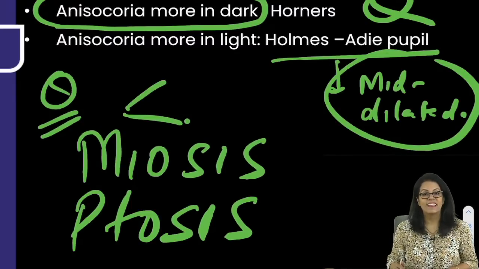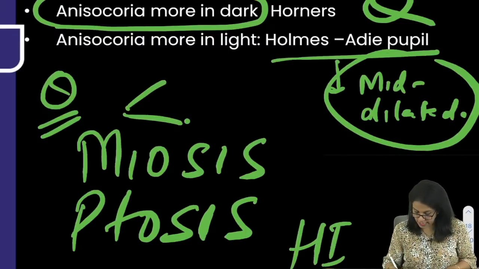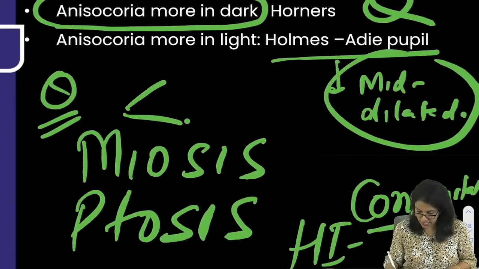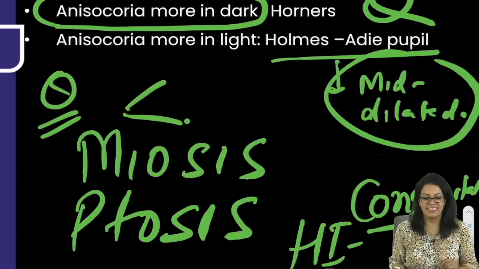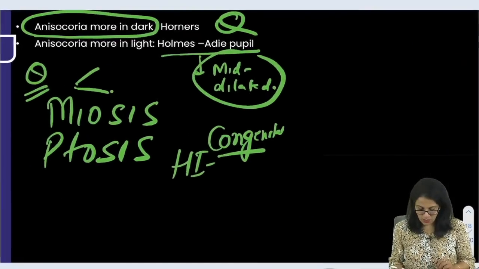Horner's can be both. How do you differentiate? If there is heterochromia iridis, then it is a congenital Horner's. Heterochromia iridis means it is a congenital Horner's. Done? Okay, so we come to this one.